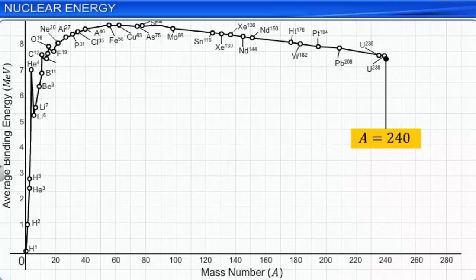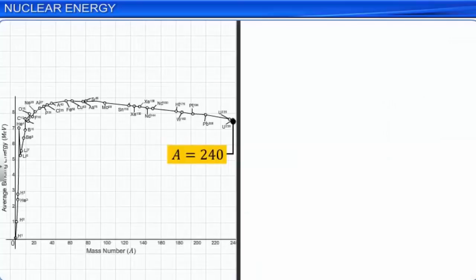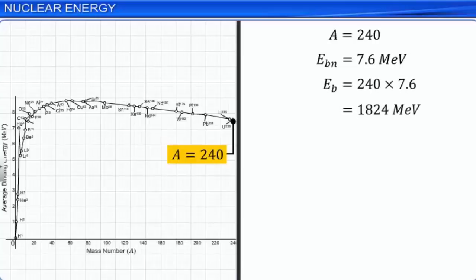From the average binding energy versus mass number curve, we observe that for A equal to 240, the average binding energy is 7.6 MeV. Therefore, the total binding energy for this nuclide is 240 into 7.6, which is equal to 1824 MeV. Let us now assume that this nucleus undergoes nuclear fission and forms into two fragments with atomic mass number A equal to 120 each.